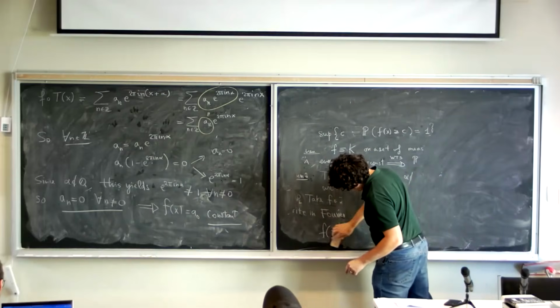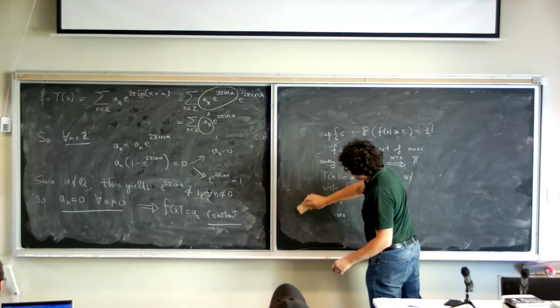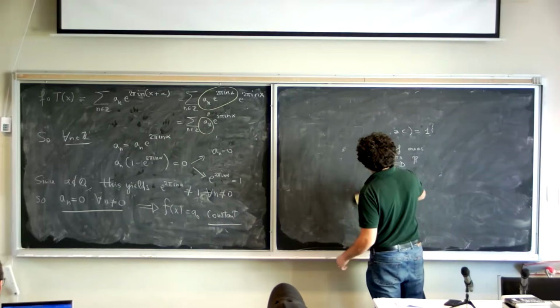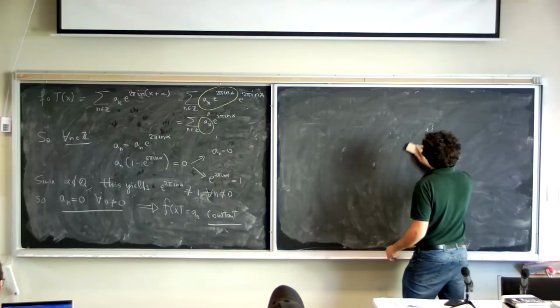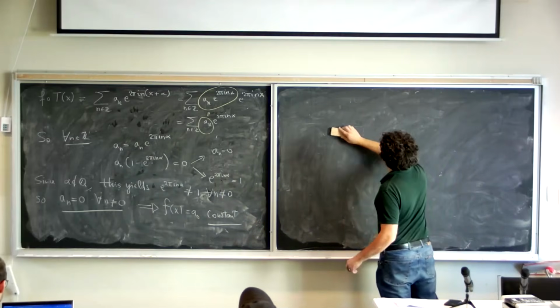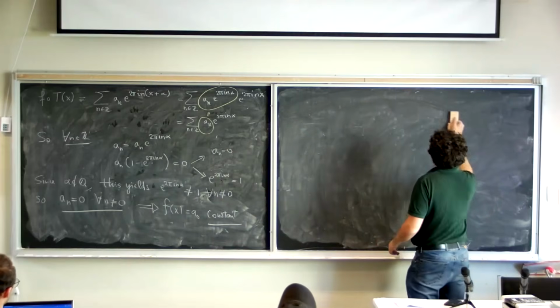Is this true for every map, that a map on a circle is ergodic only if the Fourier series is just the constant term? For what function?